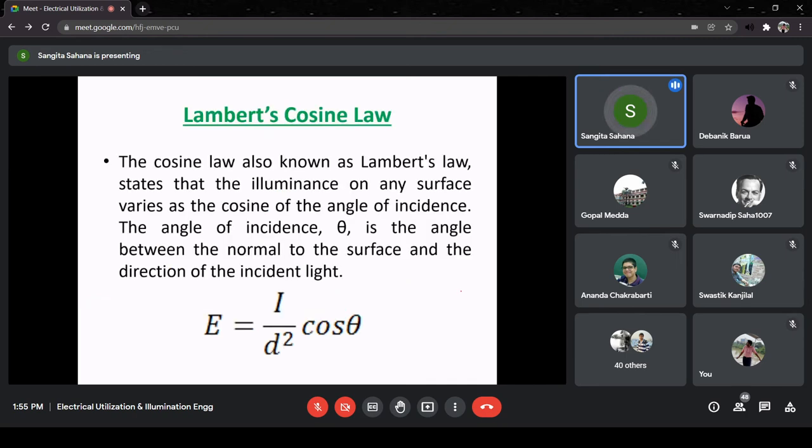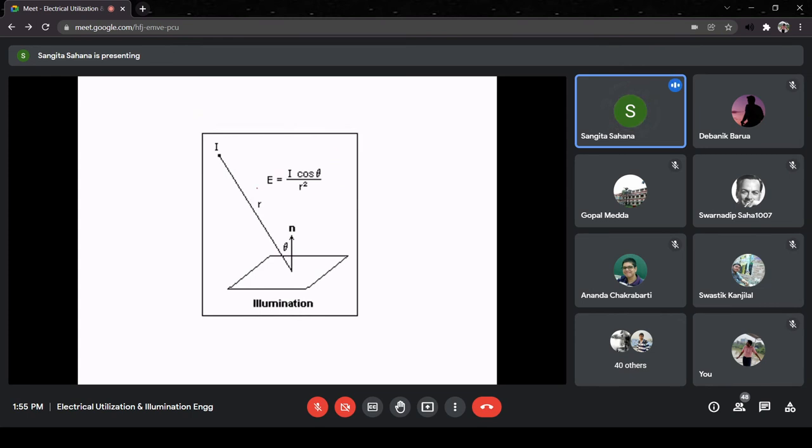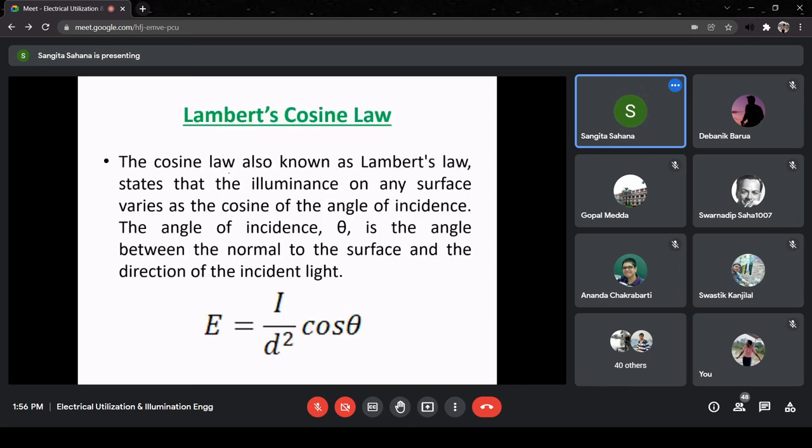This is another form, Lambert's cosine law. Previously, if this is my source, I was computing the illuminance just below this, normal to this point, but what about an unknown direction, like this? So how do we compute the illuminance in different directions? That is the Lambert's cosine law. It states that the illuminance on any surface varies as the cosine of the angle of incidence, and inversely as the square of the distance.